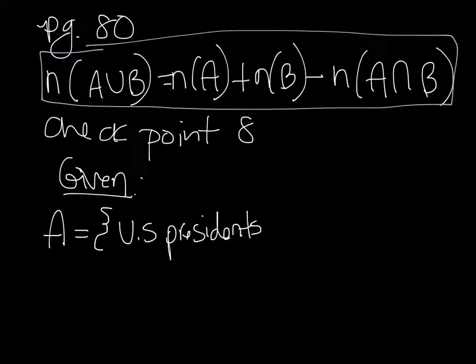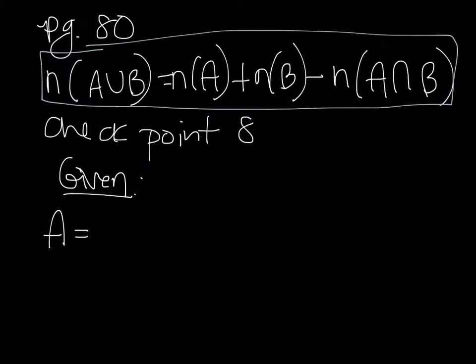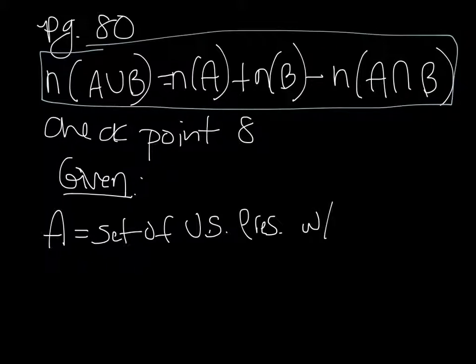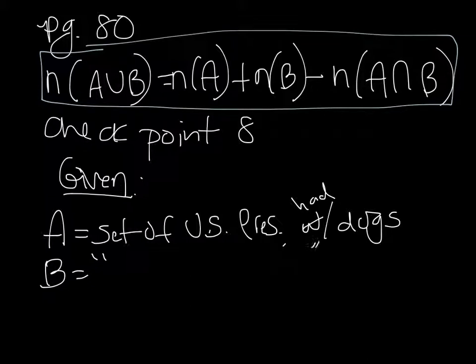such that, let's see, well, let's say U.S. presidents. Well, we don't technically have to write it in set builder. We can write it in just a word description without the set builder notation. So let A be, okay, the set of U.S. presidents that had dogs. And let's set B be the set of U.S. presidents that had cats, right? Only dogs and only cats.